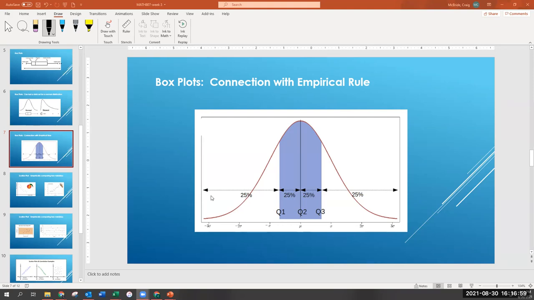Okay, questions on the box plots? Okay, looks like I got a chat window.